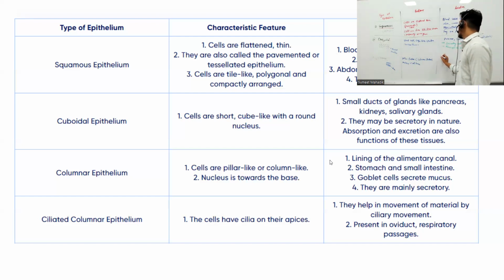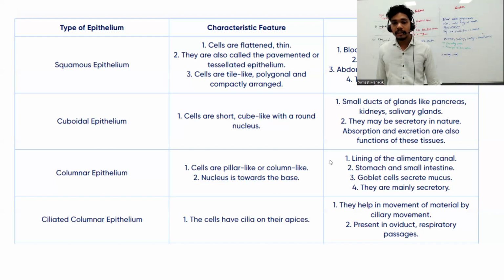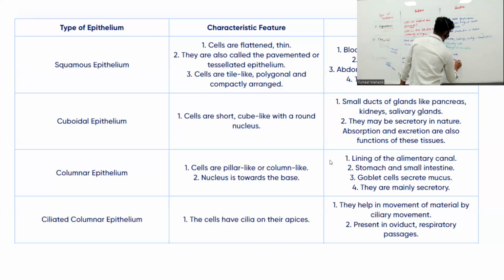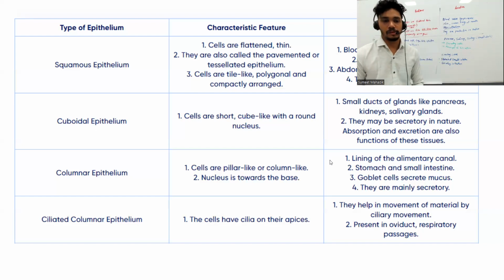They are found in the lining of the alimentary canal. What is the alimentary canal? I told you. The GIT, that is the gastrointestinal tract, is also called the alimentary canal. It is found in the stomach and small intestine. They're also secretory in nature.